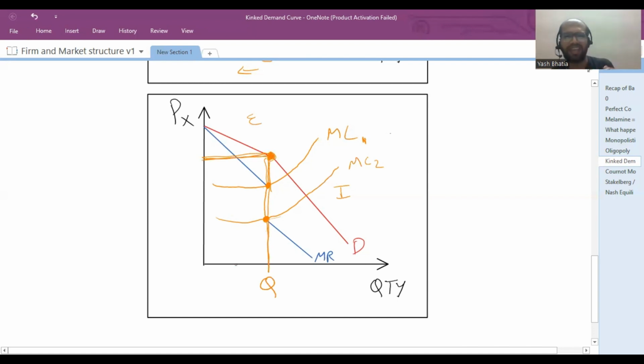Why in the kinked demand curve is there a gap in MR? Because on the left hand side there is a highly elastic demand curve, and on the right hand side there is a less elastic demand curve. Due to the change in elasticity of the demand curve, there is a gap in the MR curve, and wherever there is a kink in the demand curve, that kink is the equilibrium price and quantity in case of this kinked demand curve model.